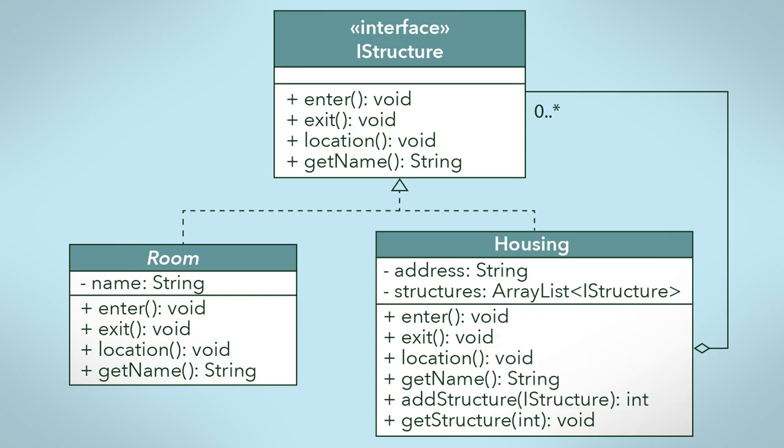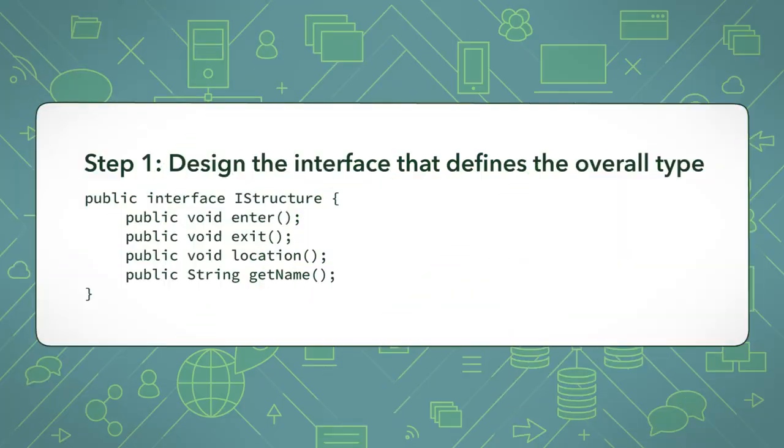It is contained within a housing, like the floor of a building. We now have a UML class diagram that expresses how to model buildings being made up of housing and room types of structures. Next, let's realize the composite design pattern for the building example in Java. Step 1. Design the interface that defines the overall type. We start off by defining the interface that the composite and leaf classes will implement. This supports polymorphism for your component and leaf classes.